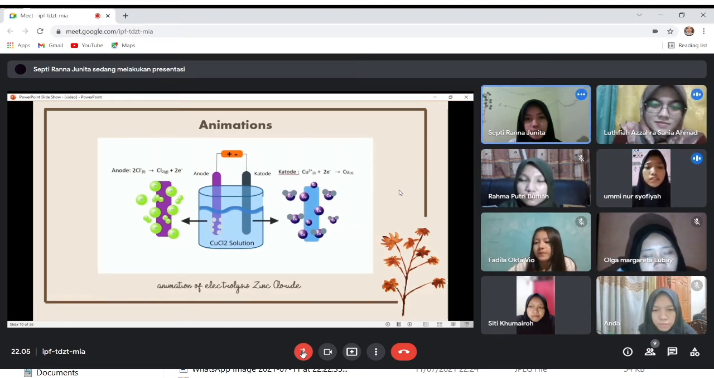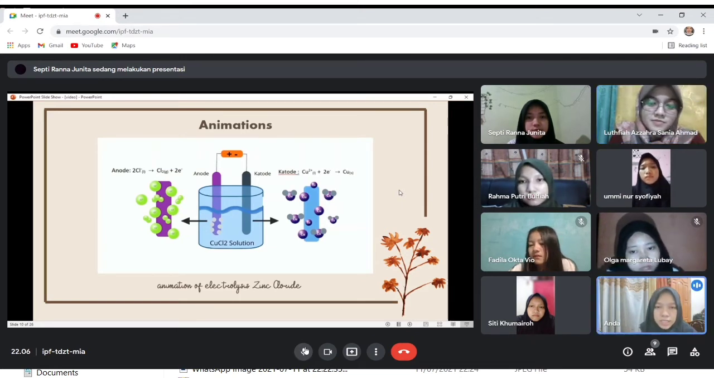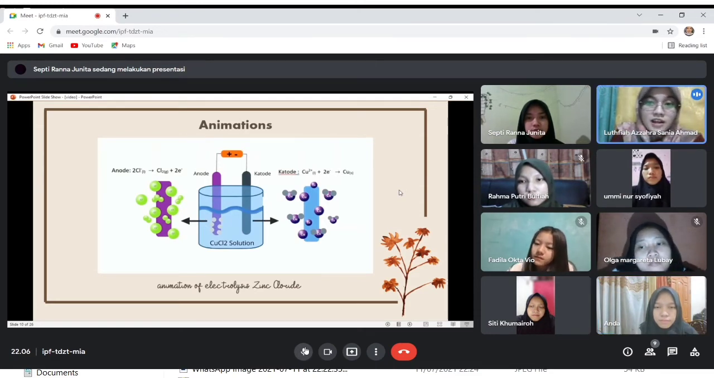They lose electron to the anode, Miss. What reaction will occur if species lost electron from anode? Oxidation, Miss. Good. So how is the reaction at the anode and cathode of zinc chloride?